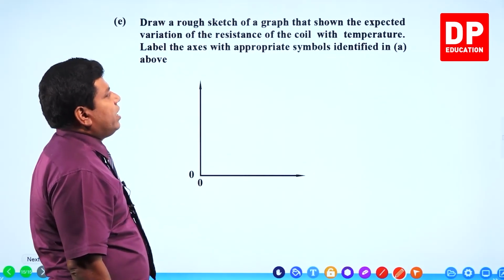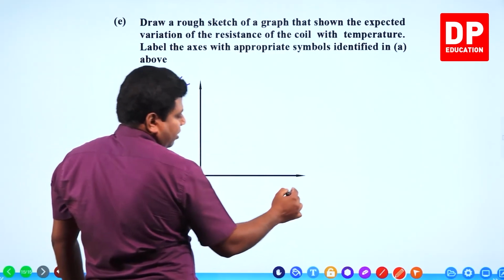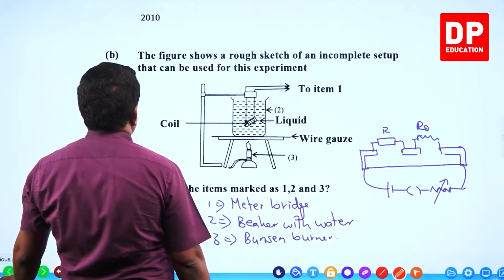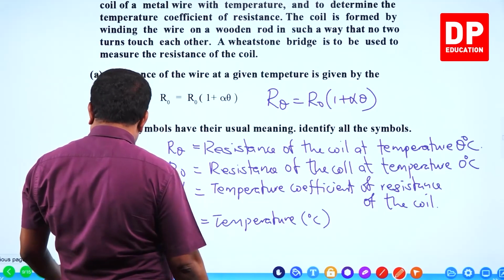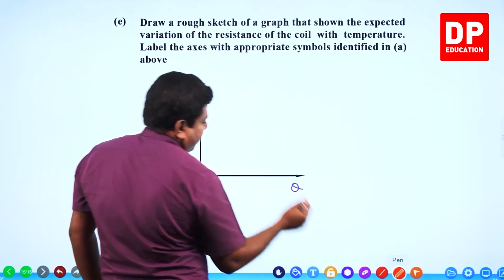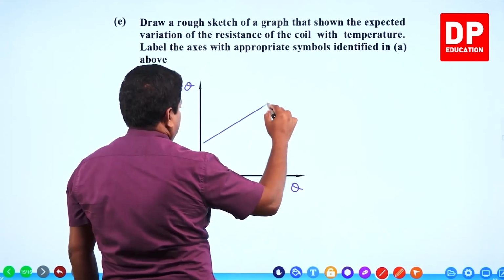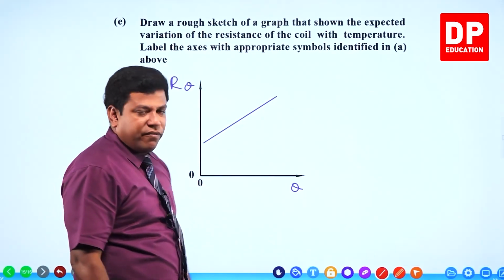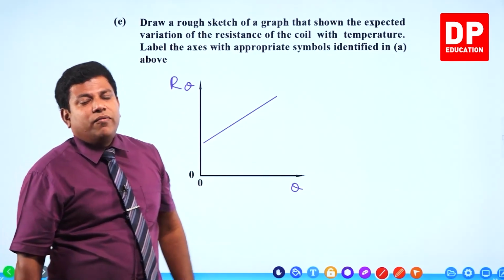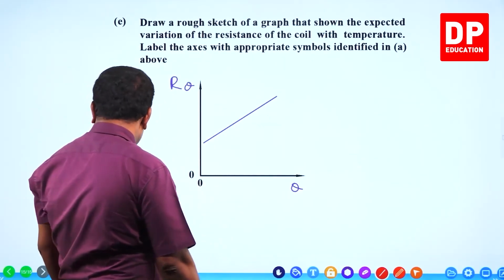Draw a rough sketch of a graph that shows the expected variation of the resistance of the coil with temperature. R theta versus theta. Label the axis with appropriate symbols identified in A above. Wait, in A, what are the symbols to be used? R theta and theta, not X theta. X theta was in the previous question, yes? R theta. But same graph it is. R theta equals R naught plus R naught alpha theta. So the graph has to be something like this. Upward sloping graph with a positive gradient, positive intercept. When you say upward sloping, it's positive gradient, and there has to be a positive intercept as well. Clear? Right. So, that's all in this 2010 paper as well.